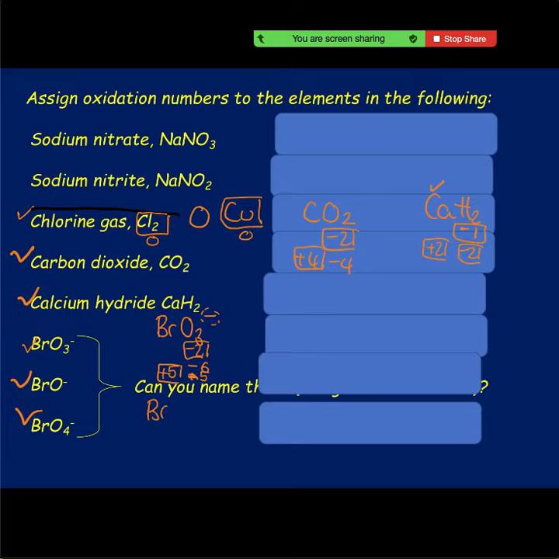For the BrO minus, oxygen is -2. I have to have 1 left over, so -1. It means this bromine is +1. And for the BrO4 minus, the oxidation state of oxygen is -2. I have 4 of them, -8. I need to have 1 left over, -7, which makes this bromine +7.